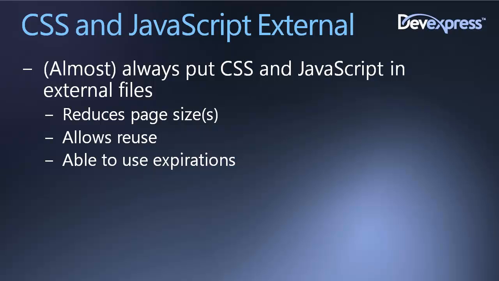First of all, it's going to reduce my page size. It allows me to reuse. If I'm embedding styles in JavaScript directly in a page, there's no way that another page could take advantage of that. By pulling it out into a separate file, I can reuse that same style or JavaScript on another page. And once I split it out, now I'm able to use expirations because maybe my page will change, but my styles in JavaScript will remain the same. So I can put expirations on those in the future.